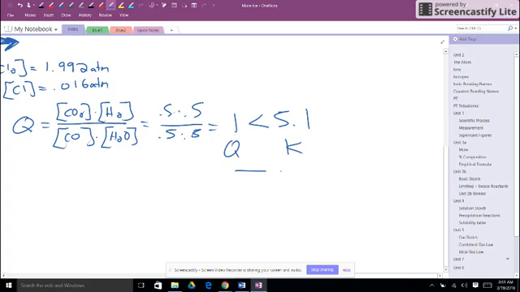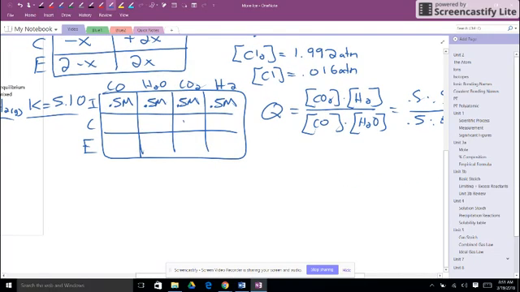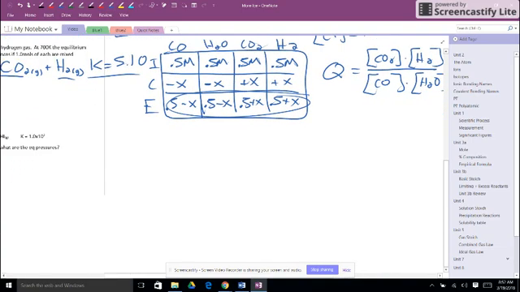When Q is less than K, the equilibrium shifts to the right. So we're going to have plus x, since this is a 1 mole ratio. The reactant concentrations would go down, so minus x, minus x. This means the equilibrium concentrations would be 0.5 minus x, 0.5 minus x, 0.5 plus x, 0.5 plus x. Now we need to use these equilibrium concentrations to solve for x.